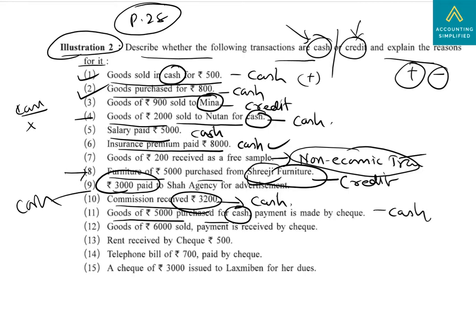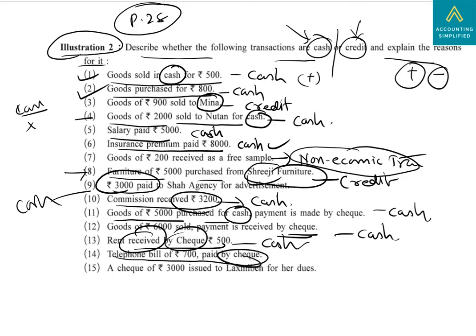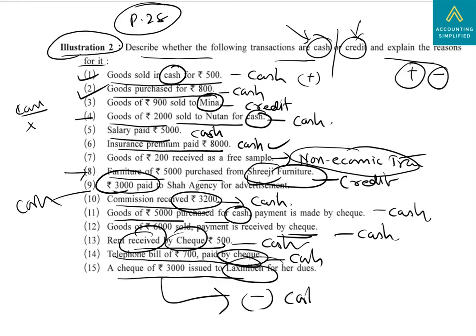Goods of 6000 sold, payment received by check. Even if it is a check, it is a cash transaction. Rent received by check, rent received will be in cash or check, it is a cash transaction. Telephone bill of rupees 7000 paid by check, cash transaction. A check of 5000 issued to Lakshmi Bank for dues. The check is given, the bank balance will decrease, so cash transaction.